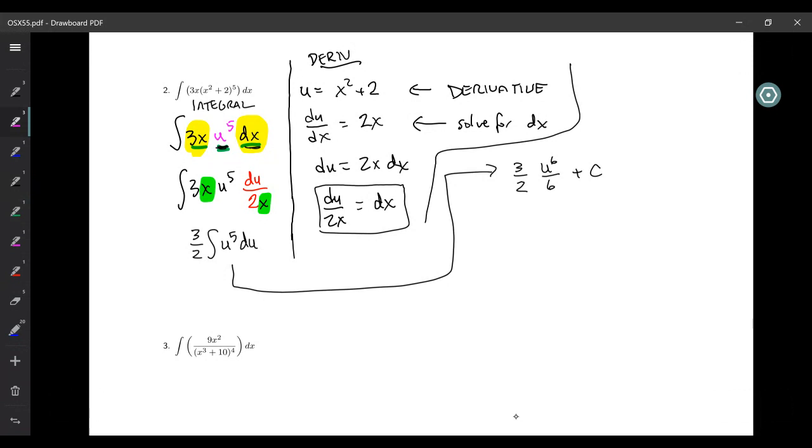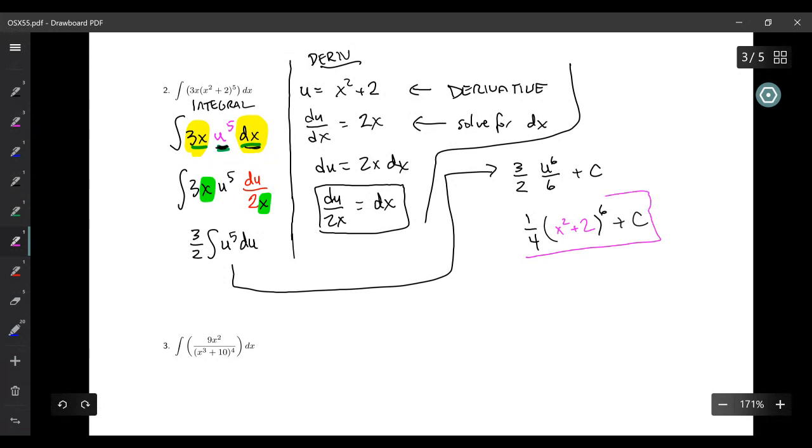All right, so 3 divided by 12, 3 is the numerator, 6 times 2 is the denominator. That's 1/4. Something to the 6th power plus a constant, and that something happens to be x squared plus 2. Okay. So this would be my answer. And let's check our work.